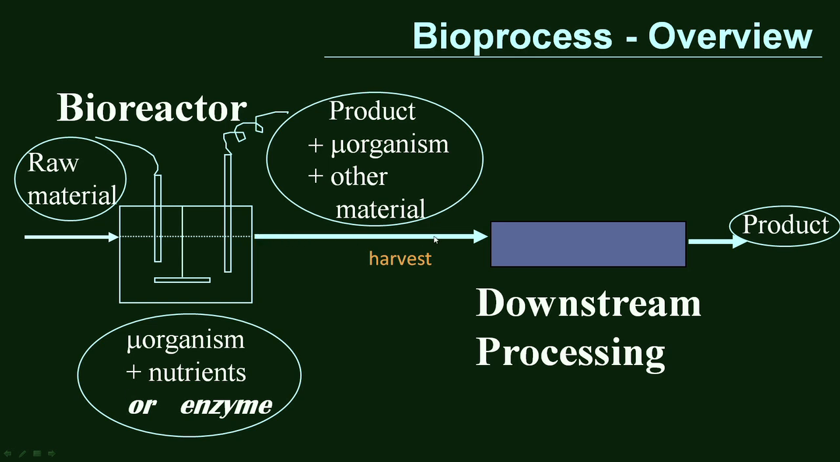And what is harvested from the bioreactor, the liquid stream that is harvested from the bioreactor, contains the product of interest along with the microorganism and the other material that arose from these two. Since we are interested only in the product, we need to remove that from the other material, and that is what is done through downstream processing steps to achieve the final purified product.